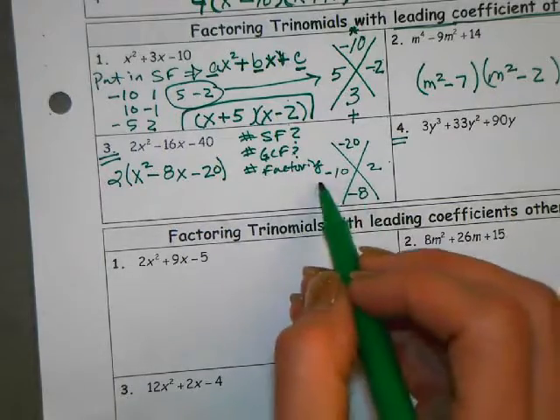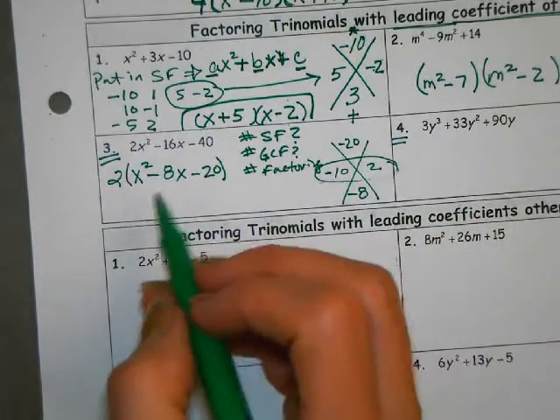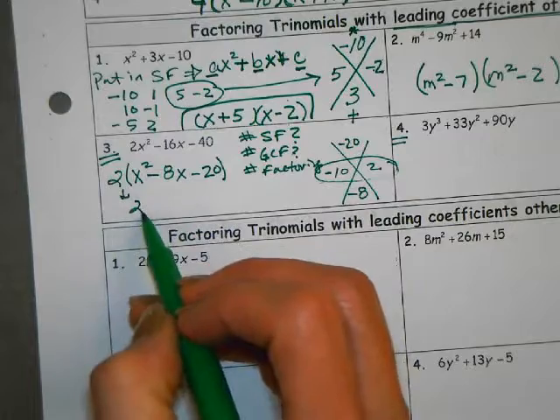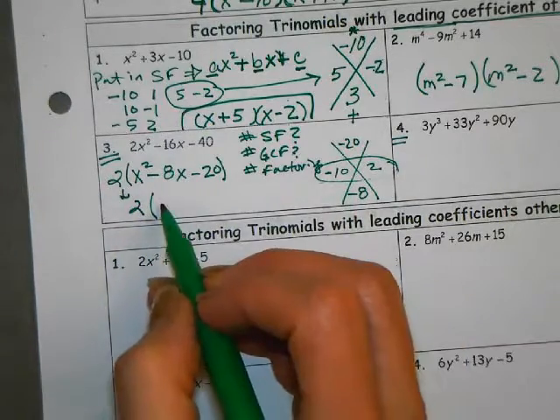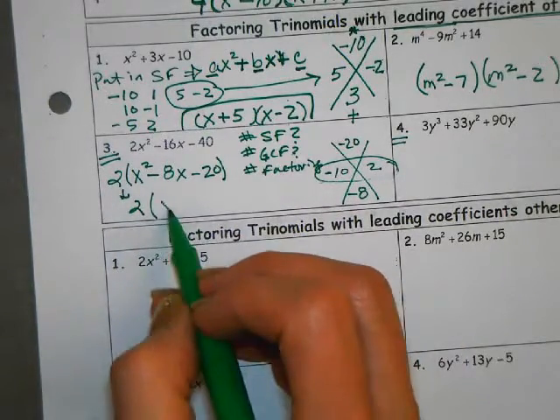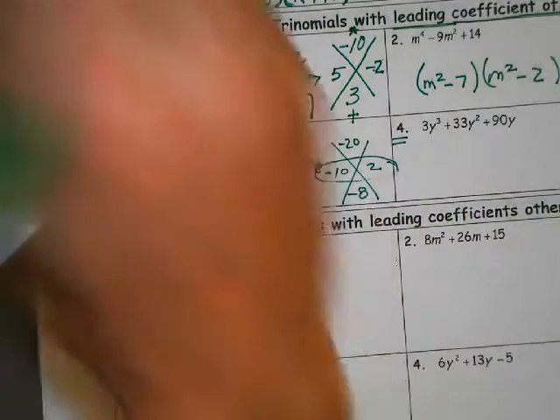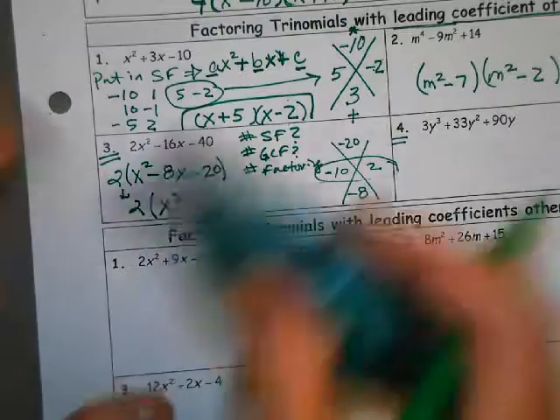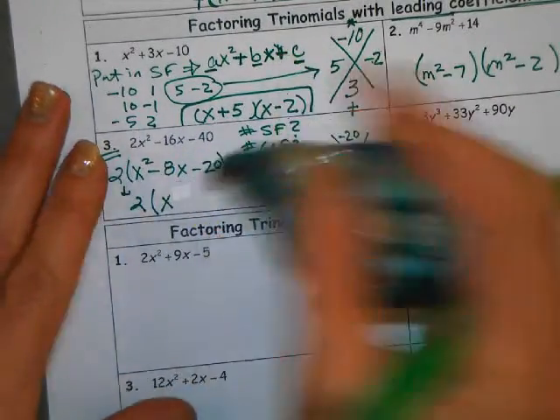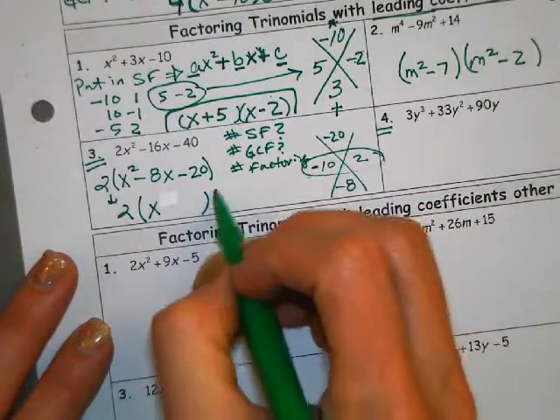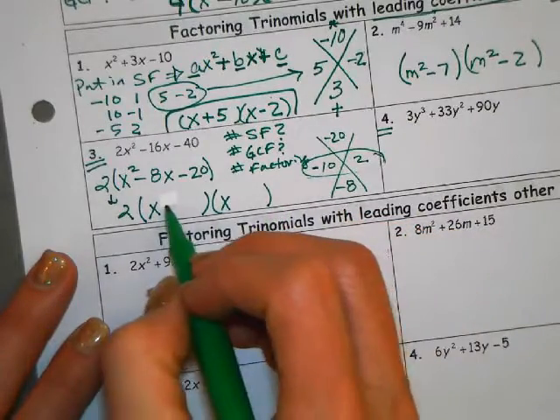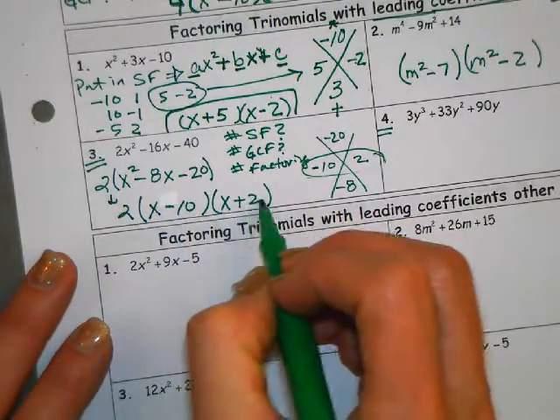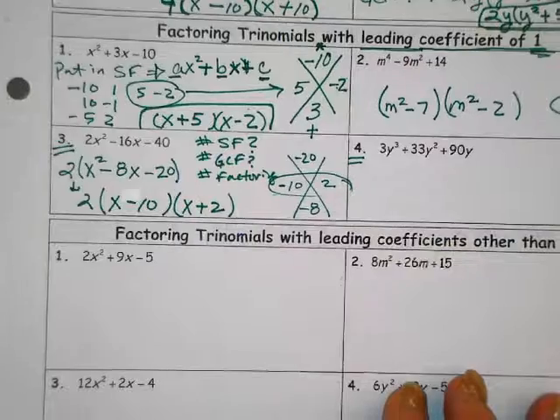So therefore, this is my middle term here. So I can rewrite this, bring the 2 down, don't lose it, and then I'll rewrite my middle term. Square root of a is going to be the x, not x squared. Okay, so that'll be x on this side, and then I'll have x over here, and then I'll have minus 10 and plus 2. Okay?